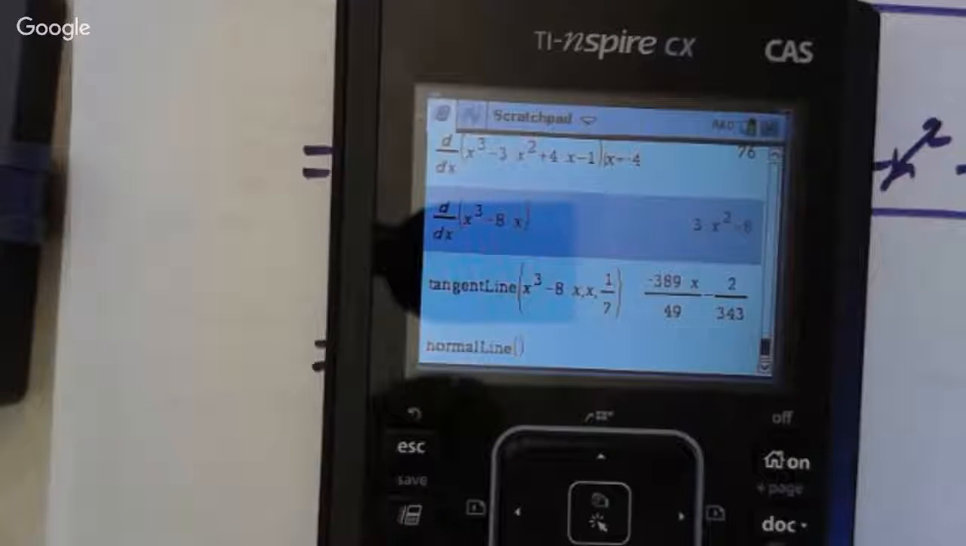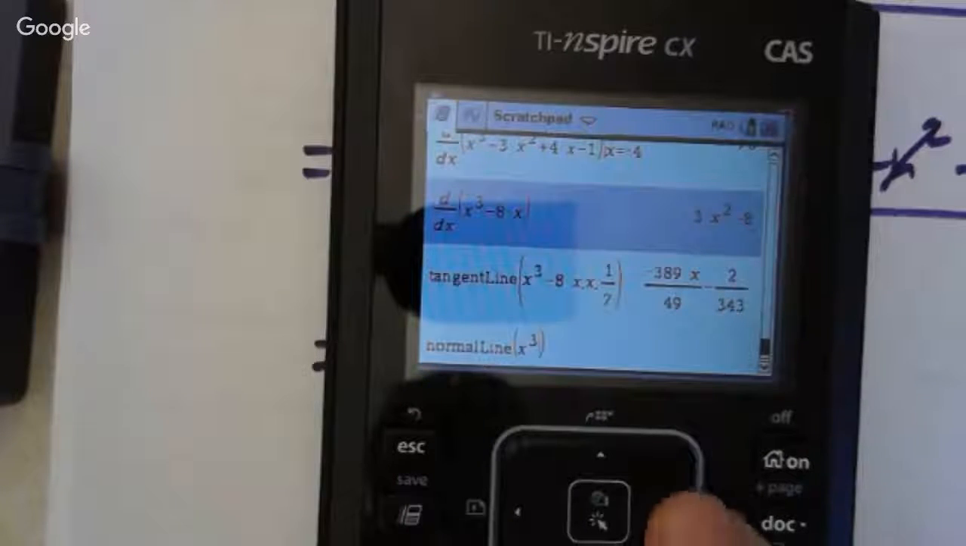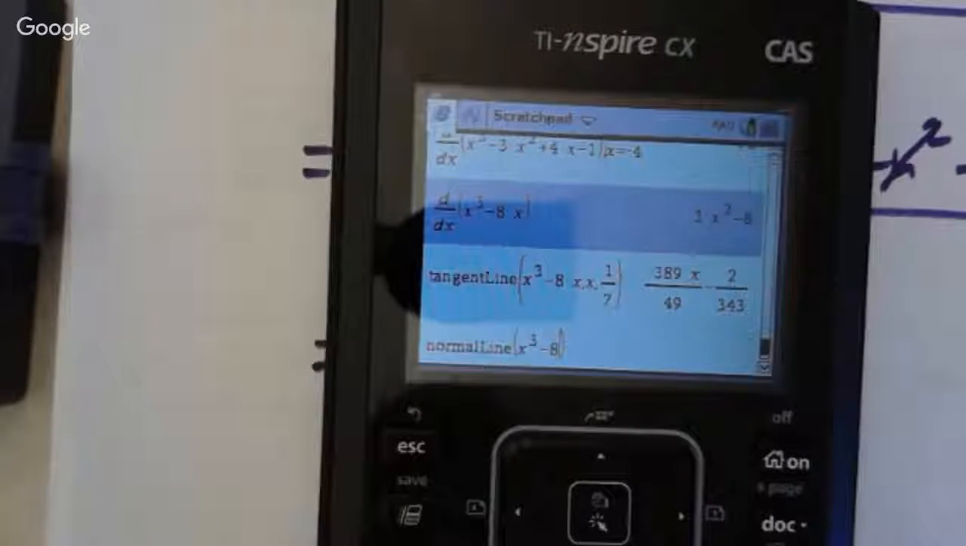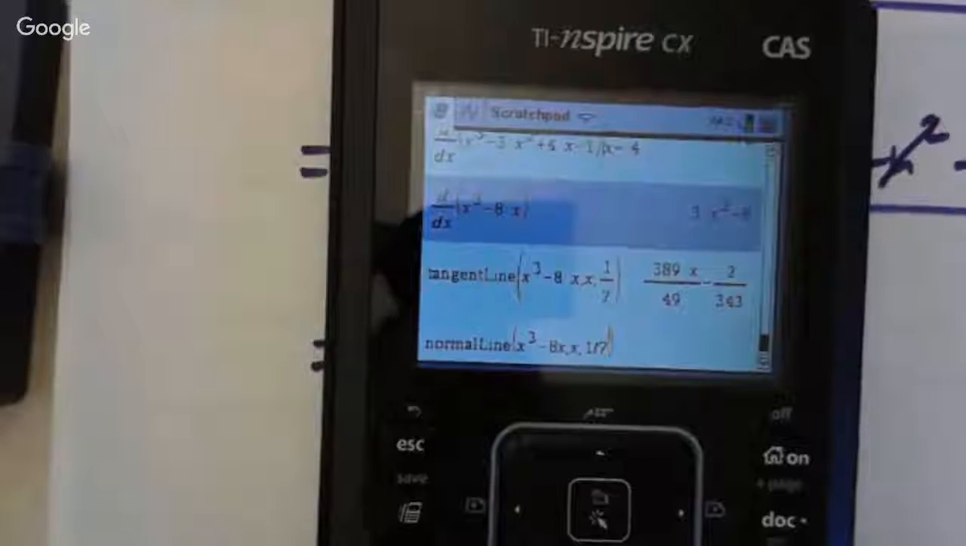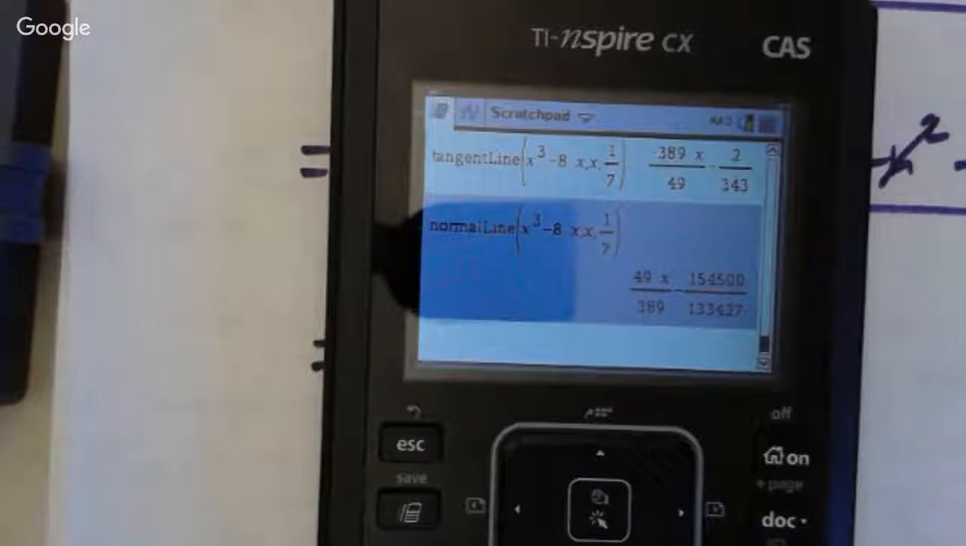If you type in the function again, like x cubed minus 8x, comma, x, comma, 1/7. Now, just as a reality check, notice it took the slope, took the negative reciprocal. That would be a really ugly number to find by hand. Look at what it can do. Now, how long would it take to do by hand? You could do it by hand. You know everything you need to know.